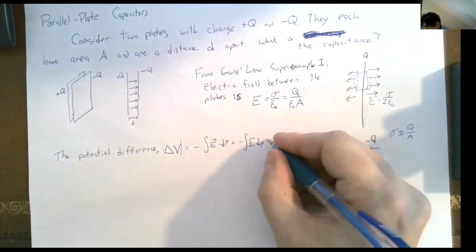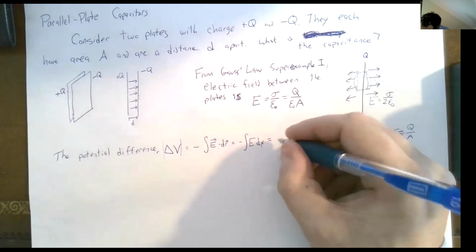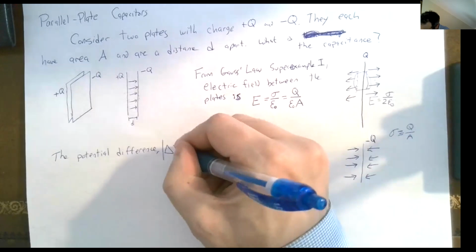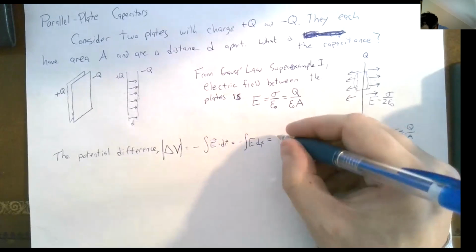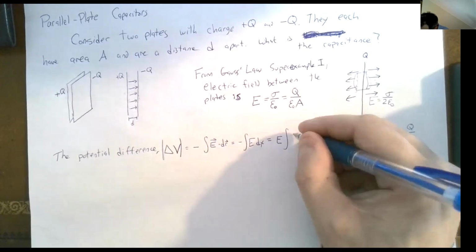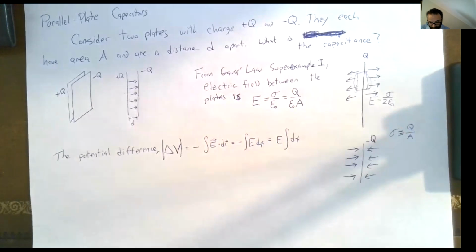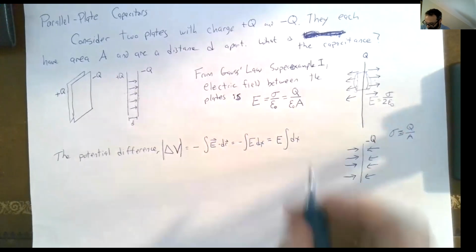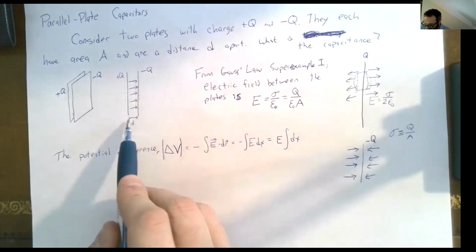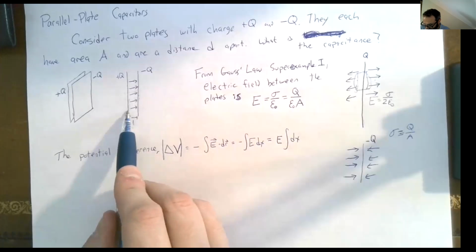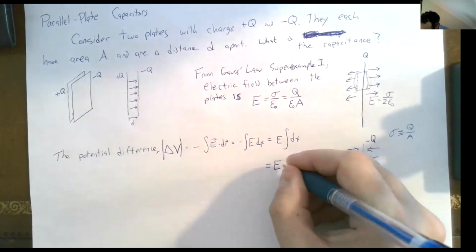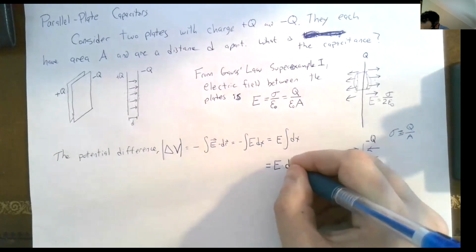And we know the electric field is uniform. Since we're just looking at the magnitude of the potential difference, I can take away my minus sign and just say it's equal to the uniform electric field times the integral of dx. That's a very easy integral, since we're just going this distance d. The integral of dx from one plate to the other plate is just d. So what we get is E times d.